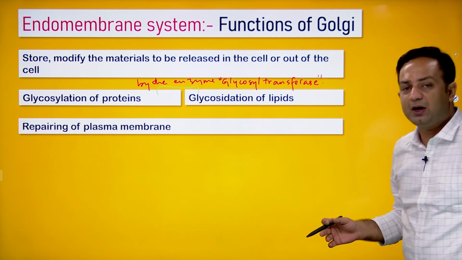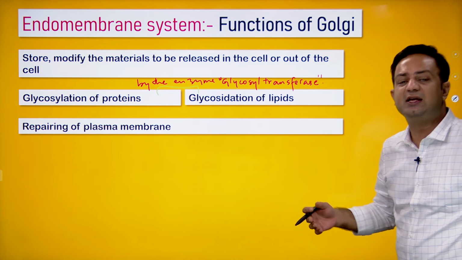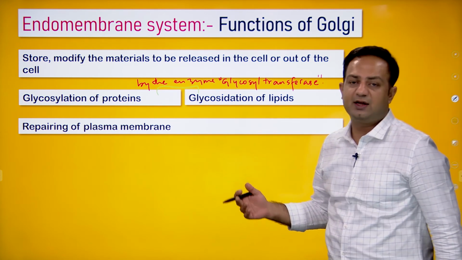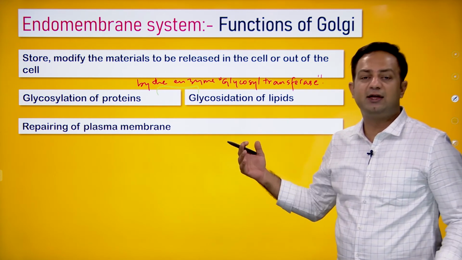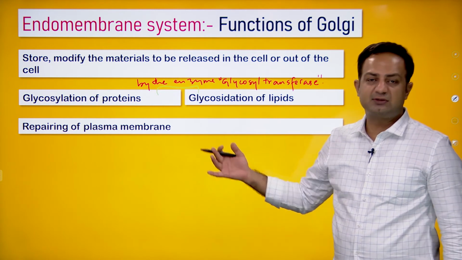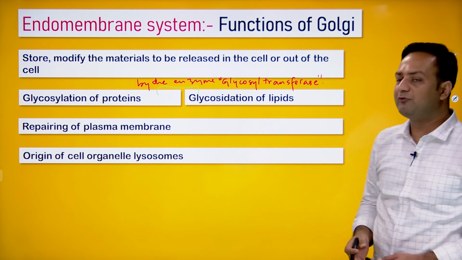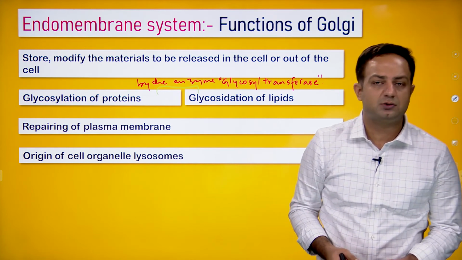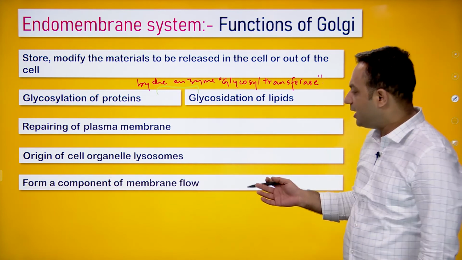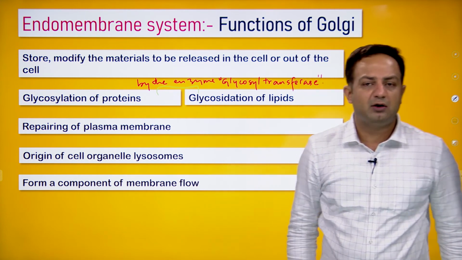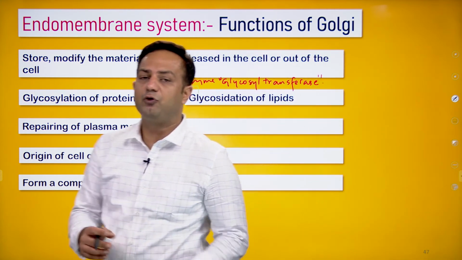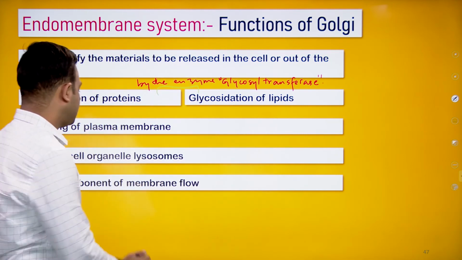And then repairing of the plasma membrane, or you can say regeneration of the plasma membrane. If there is any type of loss or any puncture or holes in the plasma membrane, they will be repaired by the Golgi apparatus. It is responsible for the origin of cell organelles like lysosomes, right? And they form the component of membrane flow. Now I can mention the membrane flow in a more detailed way.